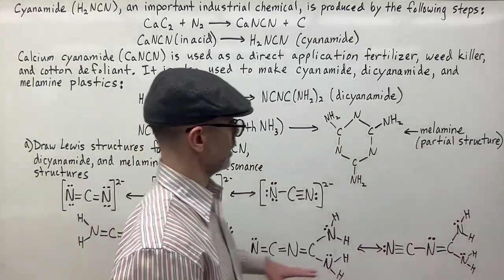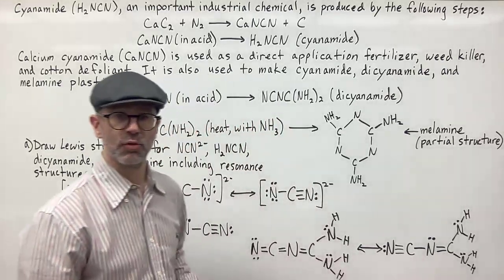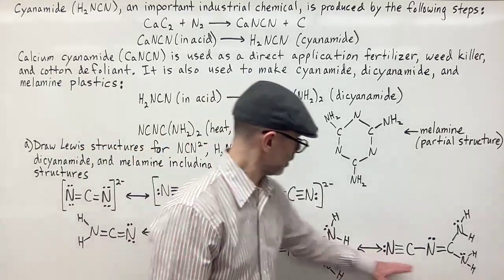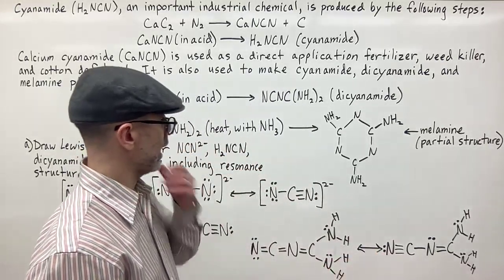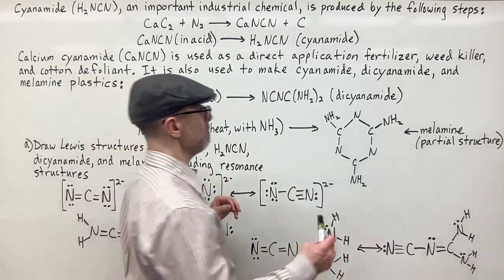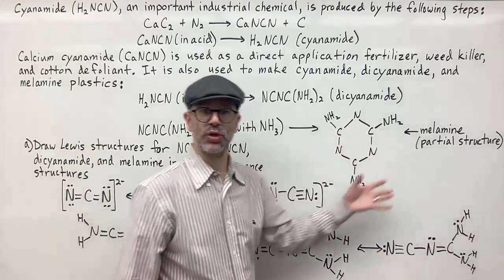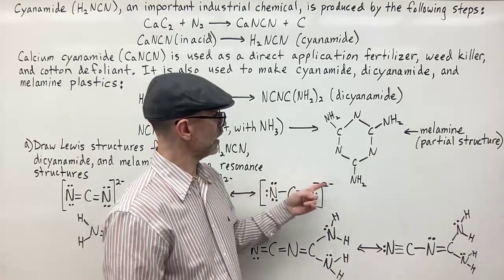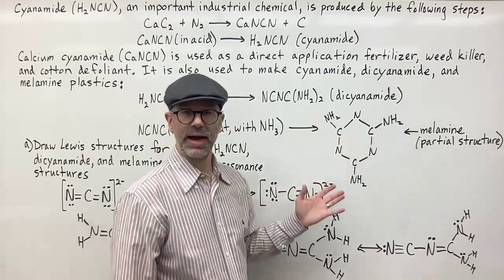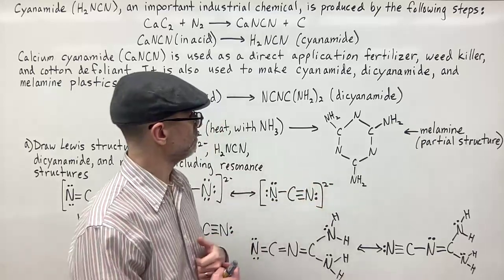And so this is another possible resonance structure between these two. And finally, melamine. So here I have to finish the structure, because you'll notice the structure is not complete, because there's a lot of atoms here that don't have a full octet.